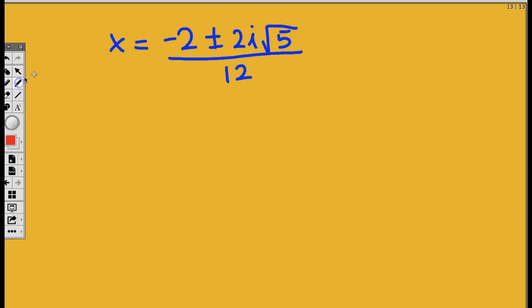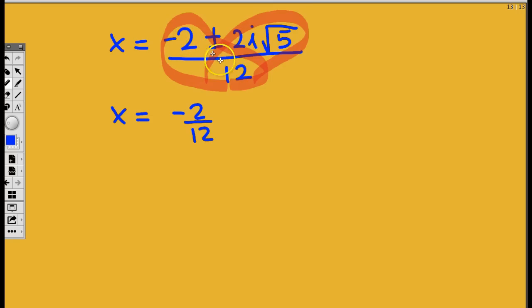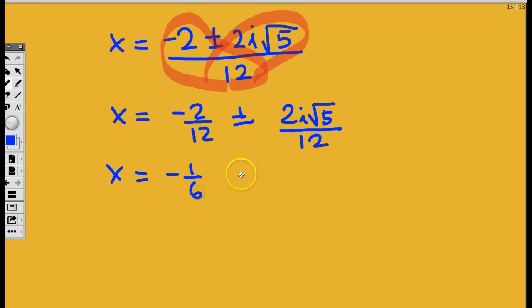From here, I told you to do the heart, okay? So let's take a look at the left side of Miss Choi's heart first. That's negative 2 over 12. You see what I did? That's negative 2 over 12. And now I'm going to put plus or minus, and then I'm going to copy down the right side of the heart, right? And that is 2i square root of 5 over 12. All right? So now let's simplify. Negative 2 and 12 can both be divided by 2. So x is negative 1 over 6.